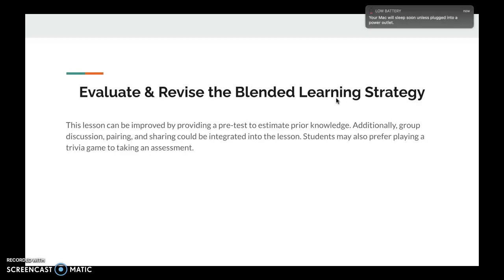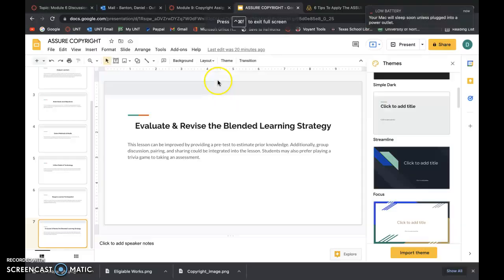Evaluate and revise the blended learning strategy. This lesson can be improved by providing a pretest to estimate prior knowledge. Additionally, group discussion, pairing, and sharing could be integrated into the lesson. And students may also prefer playing a trivia game as opposed to taking an assessment.